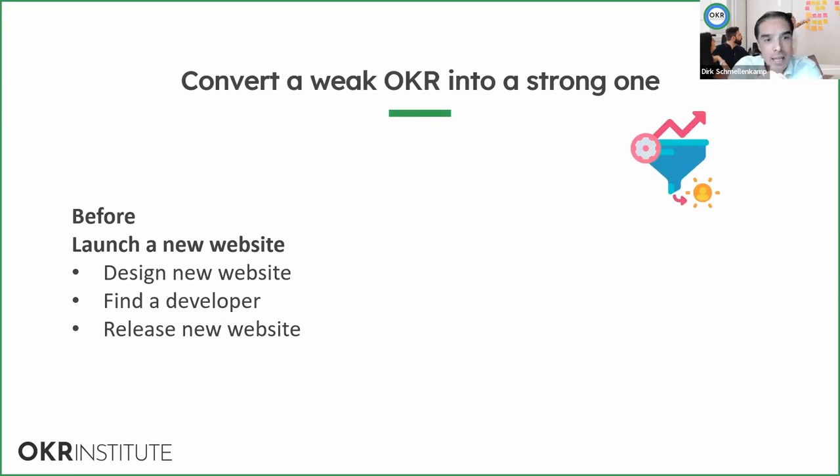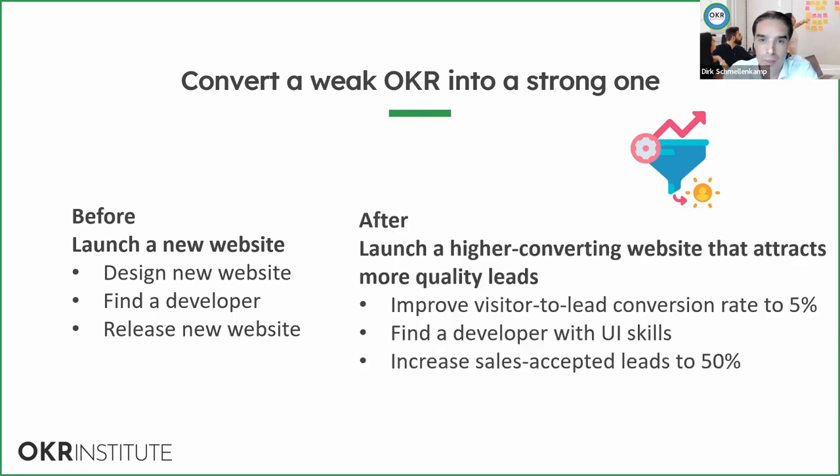So let's see. Launch a new website. That can be a kind of objective. Design new website. Find developer. Release new website. So as you can see here, it's not really an OKR, but I see a lot of times people draft more of a task list. So how can you make this kind of OKR into a strong one? What do you want to achieve with this website?